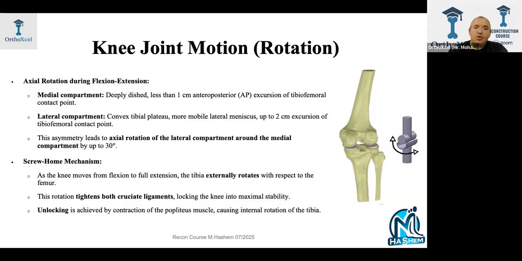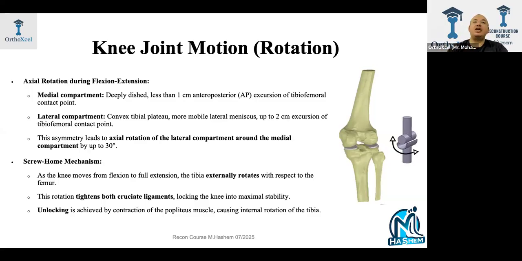To understand the screw home mechanism, we agreed that every flexion means that the tibia is internally rotated and the femur is externally rotated, and the other way around. So you understand when you move from flexion to extension, your tibia is externally rotated compared to the femur. Up to you go to tensioning your cruciates and tensioning your collaterals, what will happen? The knee will lock in maximum stability.